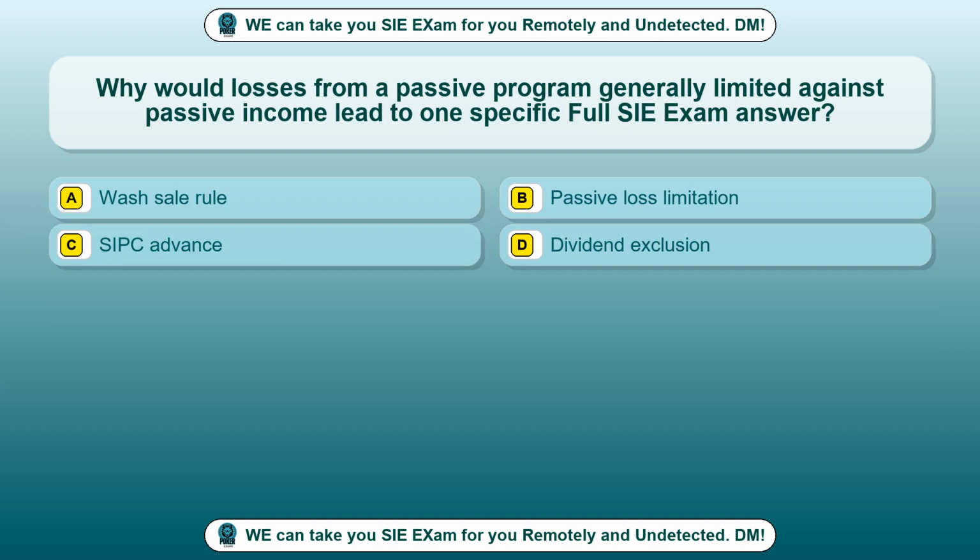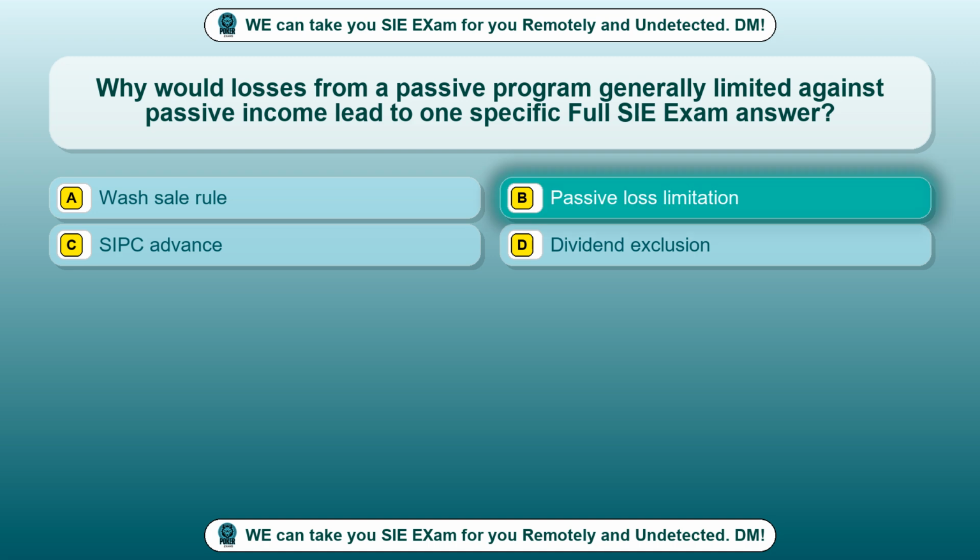Question 5. Why would losses from a passive program generally limited against passive income lead to one specific full SIE exam answer? Option A, wash sale rule. Option B, passive loss limitation. Option C, SIPC advance. Option D, dividend exclusion. The correct answer is option B, passive loss limitation.